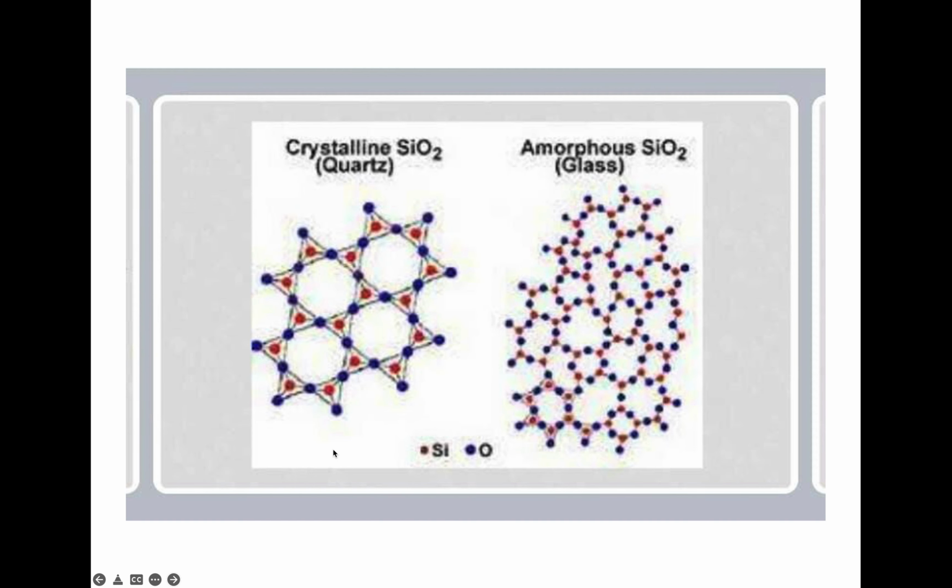Now next, see crystalline quartz, SiO2, with its regular arrangement, and this is the amorphous, irregular arrangement of SiO2. The same SiO2: one is crystalline form and another one is amorphous. Crystalline is quartz and amorphous is glass. So remember the differentiation here.